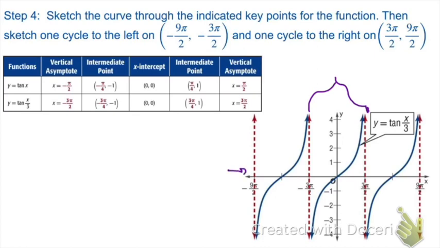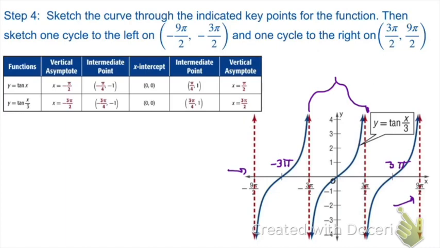negative 9 pi halves. That's my other vertical asymptote. We're going to add 3 pi to 3 pi halves to get 9 pi halves. Our next vertical asymptote to the right. Since the period is 3 pi, everything happens every 3 pi. So my x-intercept was at 0. My next intercept to the right is at 3 pi. And to the left, it's at negative 3 pi. We do the same thing for the intermediate points. Just add and subtract 3 pi from them to get to the right and left.